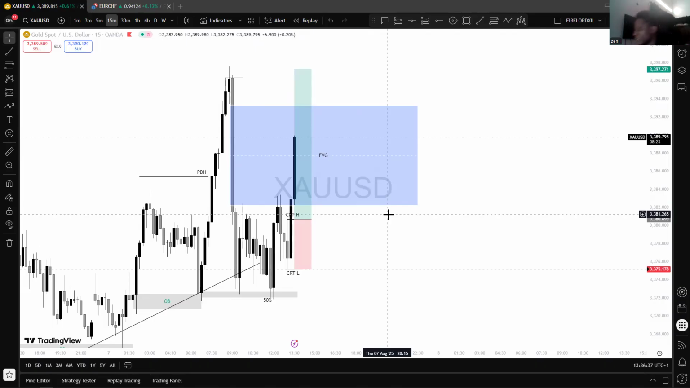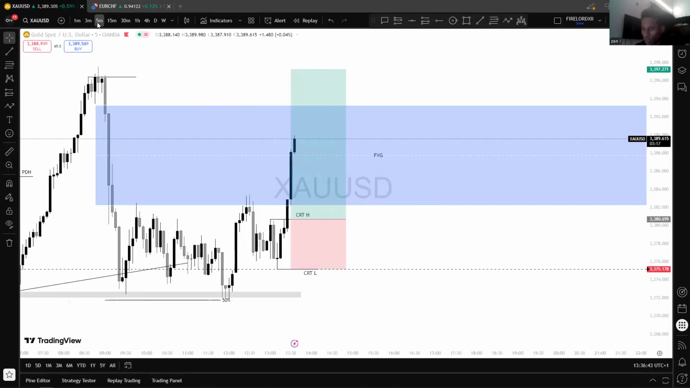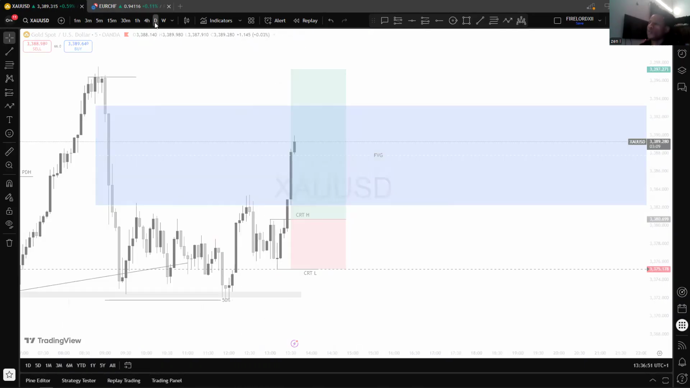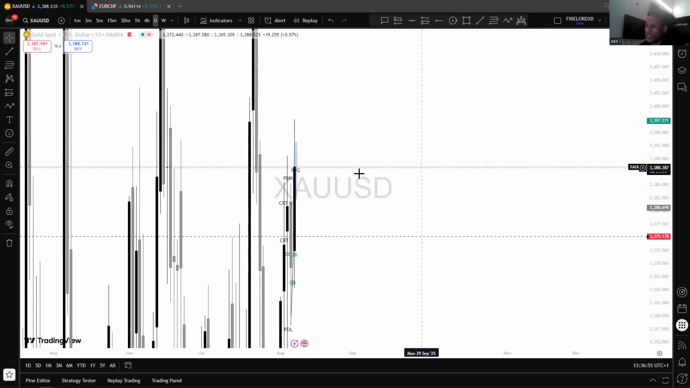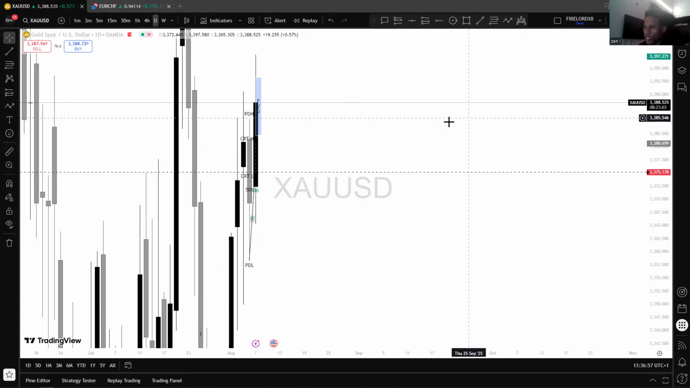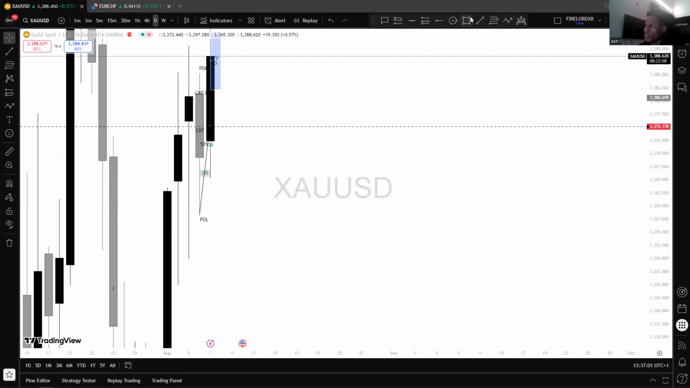Anyways, anything can happen. But guys, that is basically a rundown of the strategy, and we should backtest the strategy and try and see whether it works or not.